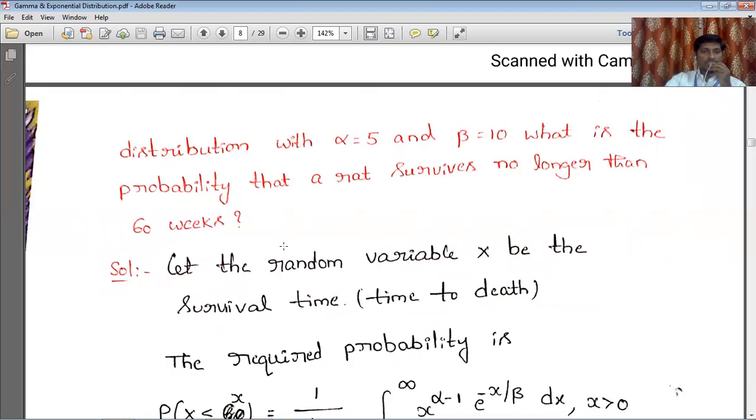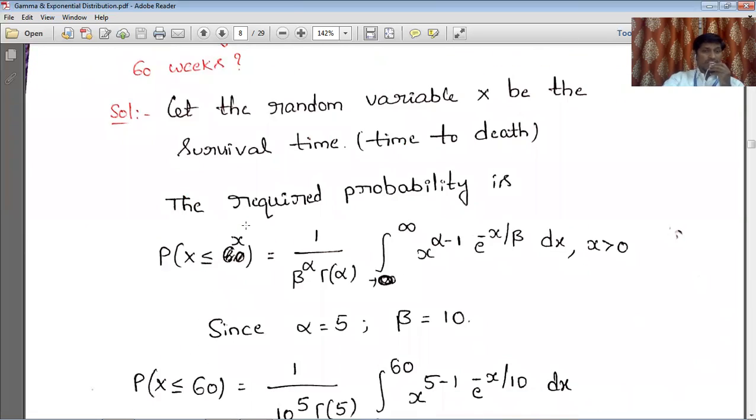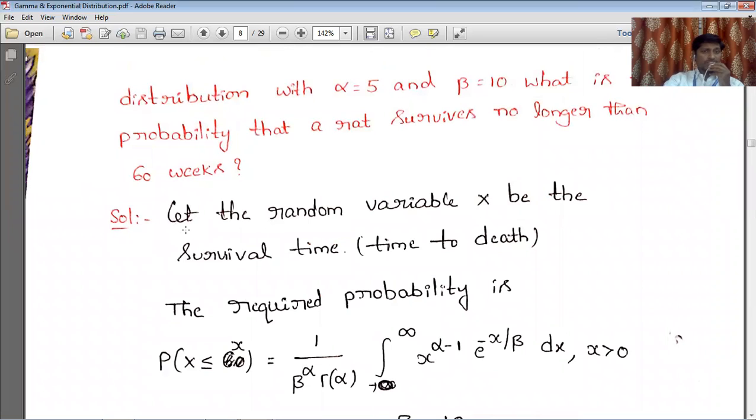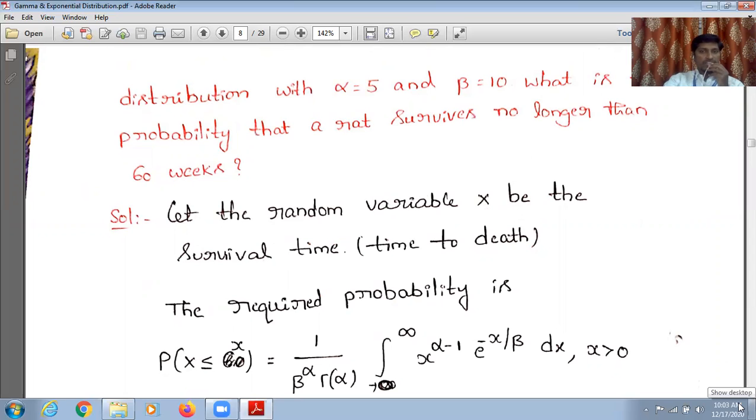So here also, simply what we need to calculate is a probability. They are asking that the rat survives no longer than 60 weeks, so it means it doesn't survive more than 60 weeks. No longer than 60 weeks is nothing but less than 60 weeks. So that possibility we are going to calculate here. For that we define: let the random variable capital X be the survival time, because we are going to calculate the rat's survival time here.